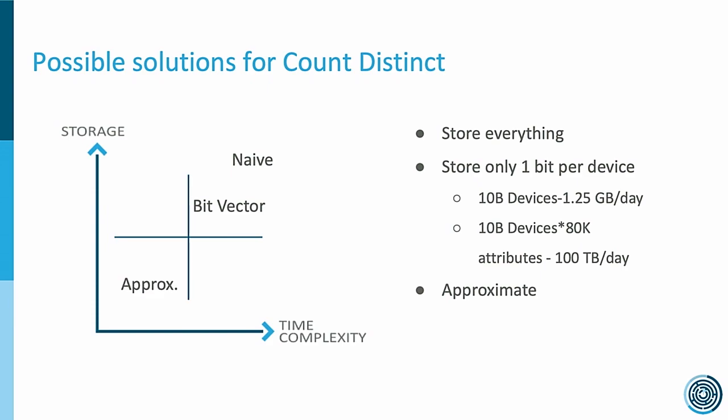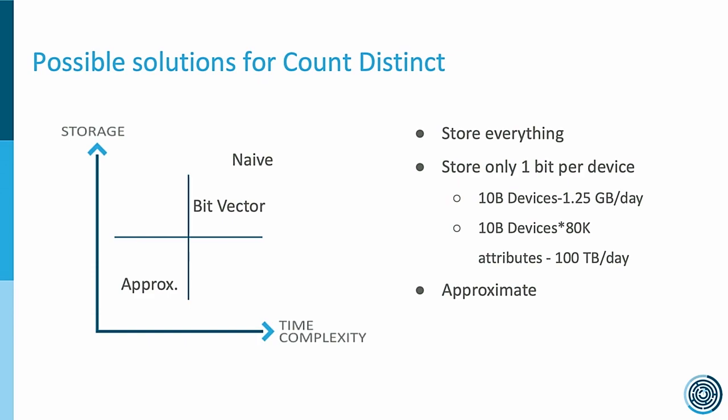At the end, once you want to count the number of unique devices you have, you just go over the set, count the number of elements in the set, and you basically get the number of unique devices. This method is not very efficient because it requires a lot of storage. You need to store the device ID, and in our universe we have 10 billion devices, so you can end up using a lot of memory. Also, the time complexity is not great because you need to scan the entire set in order to find the number of unique devices.